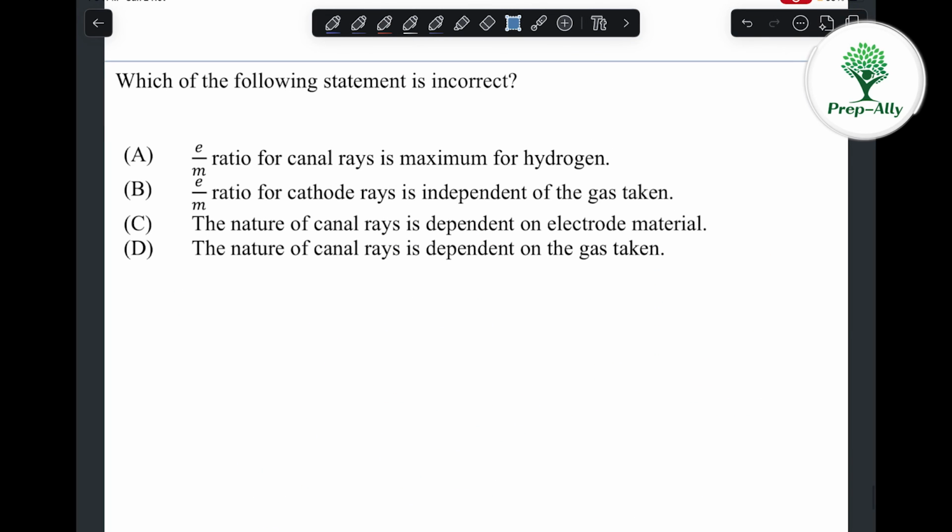Okay, which of the following is incorrect? We are talking about E by M ratio. For a canal ray, what is canal ray? It is a positively charged ray, but it is not same for all. It depends on the gas you are taking out. Let's take you are getting a hydrogen gas which will have only one proton. It will give you H plus ion, which means one proton.